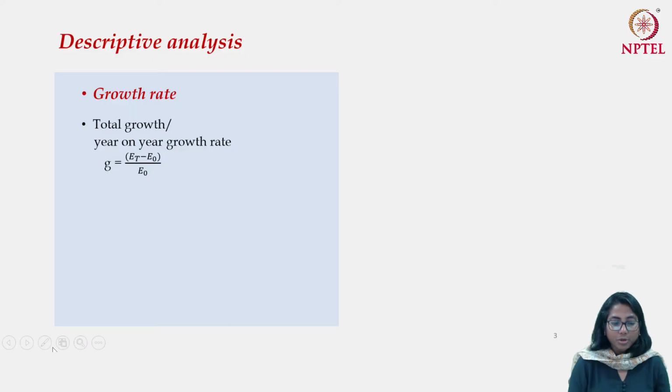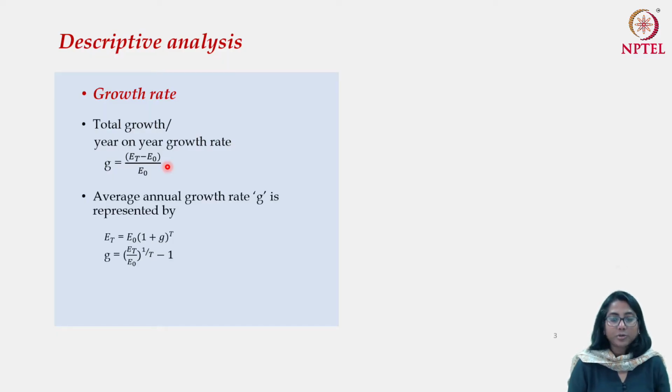If you look at this formulation, we are denoting this growth rate as G, and we are writing this as E_T minus E naught divided by E naught. This is the terminal time point or the final time point, so E_T is the energy demand at the final time point, and E naught is the energy demand at the beginning. You multiply this by 100 and you get the growth rate in percentage. So this is fairly simple.